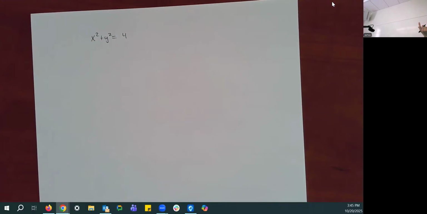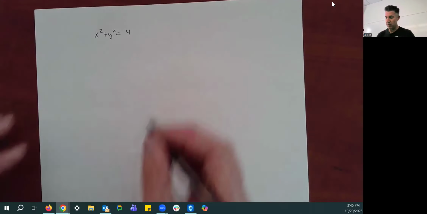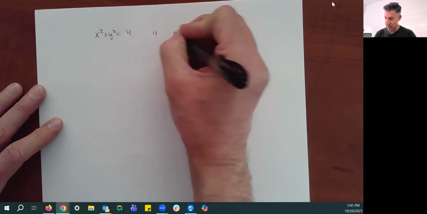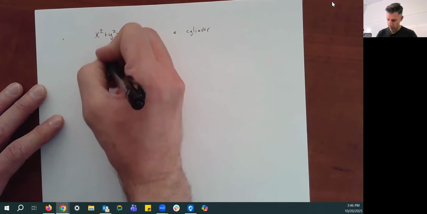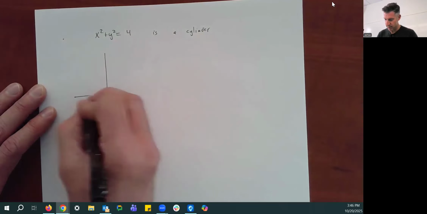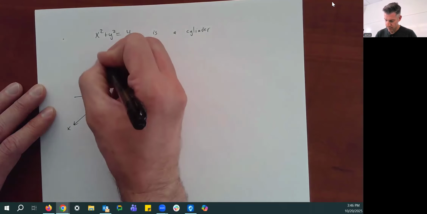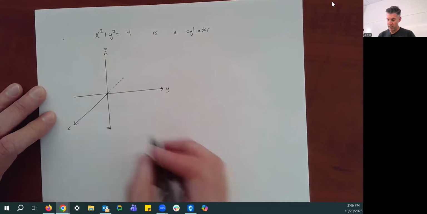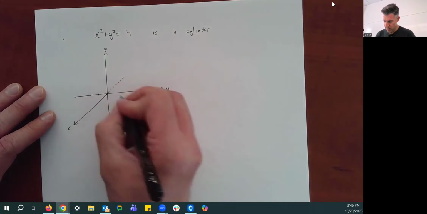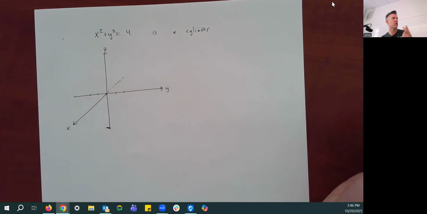Circle. But we're talking 3 dimensions. So here's the deal. You get a circle, but then z can be anything. So what we actually get is a cylinder. If I draw this, I have a cylinder of radius 2. So I'm going to go 2 in the y direction, and I'm not really going to go 2 in the x direction. I'm just going to make a decent drawing.